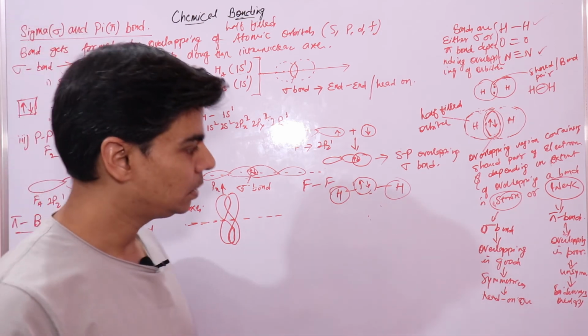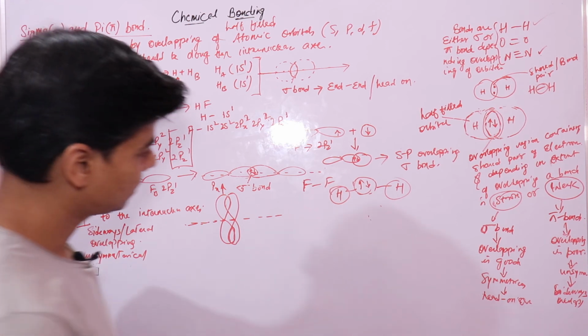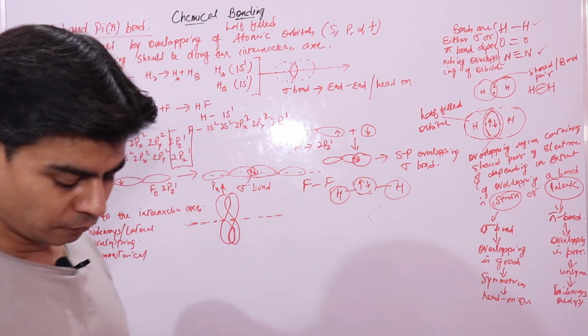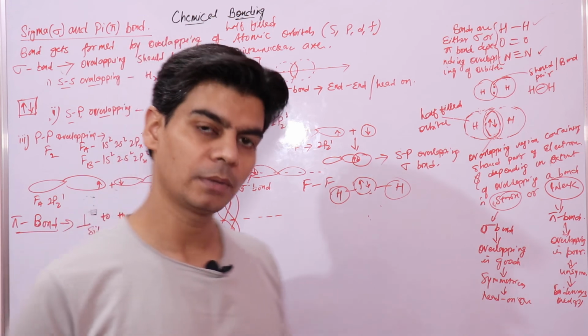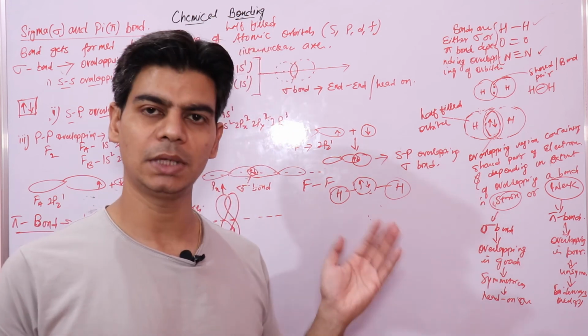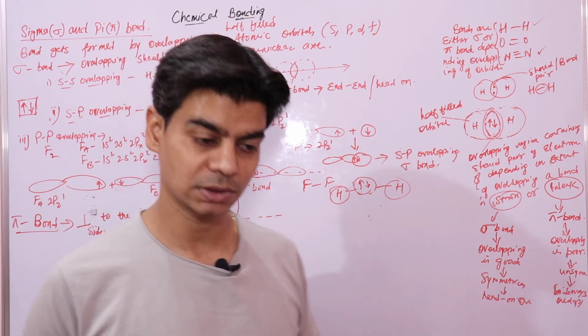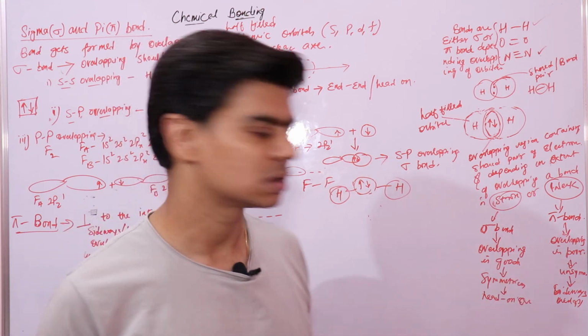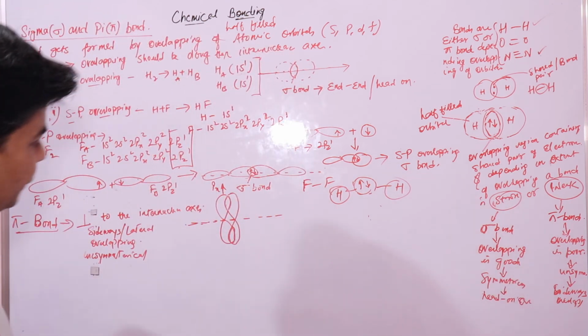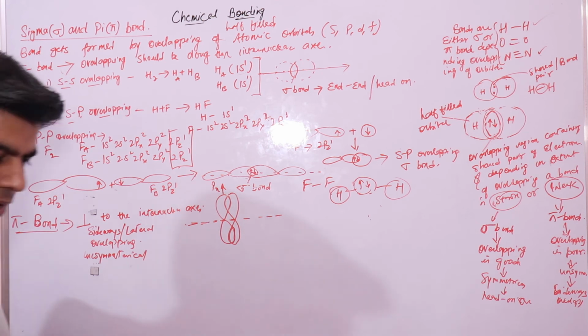So whenever we study molecules, first a sigma bond is formed followed by a pi bond. There is no molecule that contains only a pi bond, right? First a sigma bond is formed, then a pi bond is formed. For example, let's take some examples where you have sigma and pi bonds.